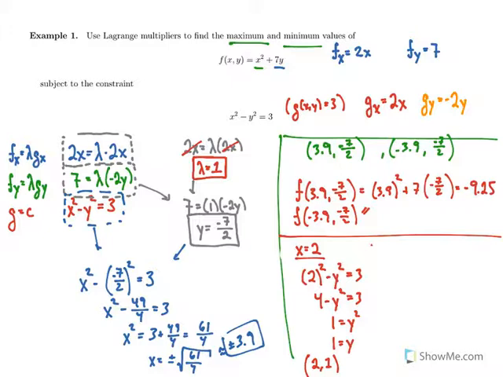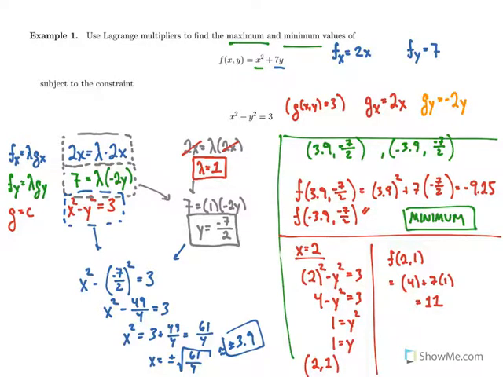And when we do that, plug it into f. f of (2, 1) is going to be 4 plus 7 times 1, which is 11. So this means that since another point gave us a bigger value, then these 2 points represent a minimum. Right? It can't be a maximum because (2, 1) would be another point that would be bigger than that. So those represent a minimum. There is no maximum in this problem.